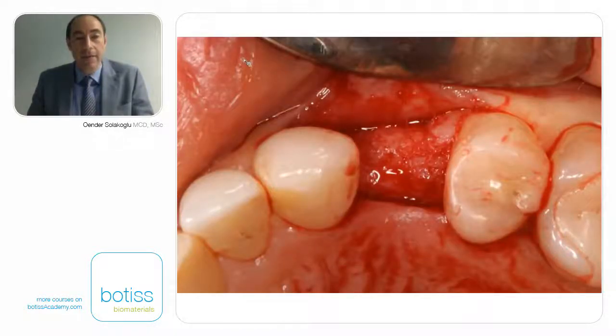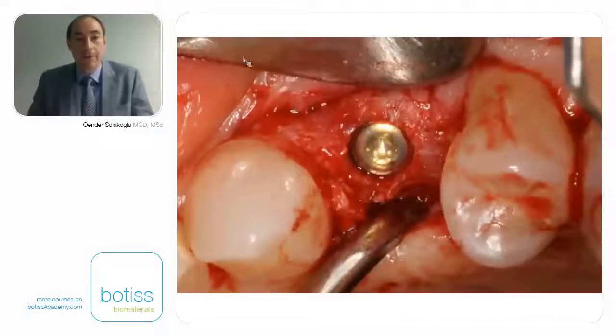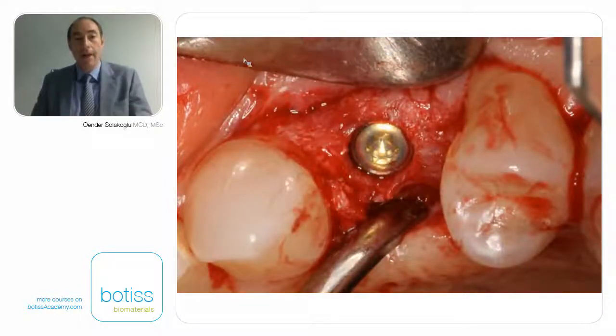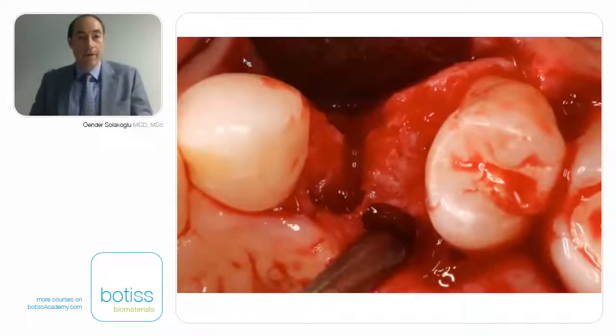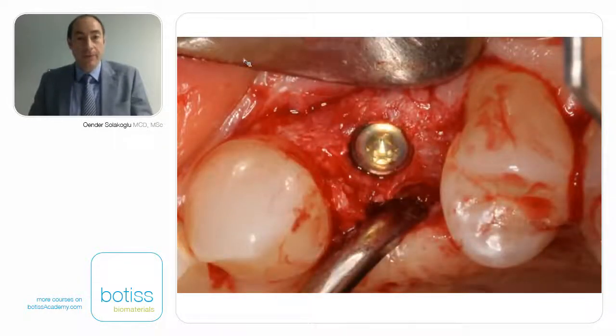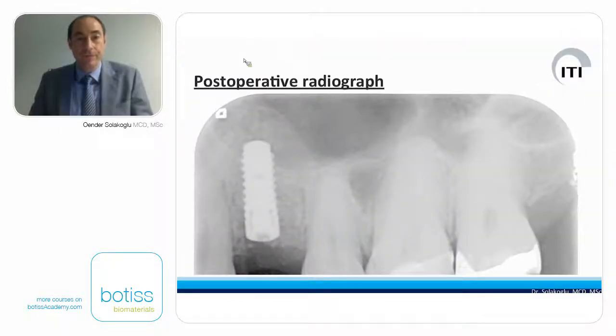And the clinical view three-dimensionally shows that this bone grafting material, in this case an allograft mixed with autogenous bone, is converted into viable bone. It's basically the patient's own bone, and we can place an implant in a three-dimensional ideal position in this situation. And this is the situation beforehand and this afterwards. And this is the post-operative radiograph.